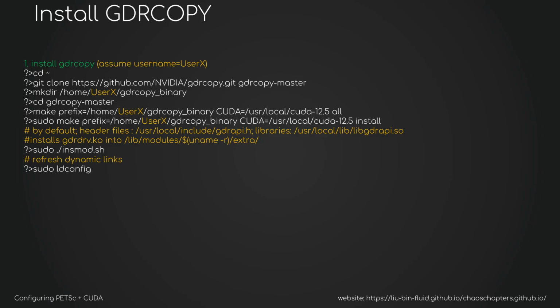First of all, we enter the user's home directory, pull the GitHub repository of the latest GDRCopy to the local host, and make a folder called GDRCopy_binary to store the installed binary files. Once we are inside the local workspace of the GDRCopy repository, we type make all together with the prefix flag to configure our GDRCopy package. Following that, we type make install together with the prefix flag to install GDRCopy on your operating system. It should be noted that the make install command should be executed using superuser permission. After installation, we can type sudo ./insmod.sh and sudo ldconfig to refresh the dynamic links.